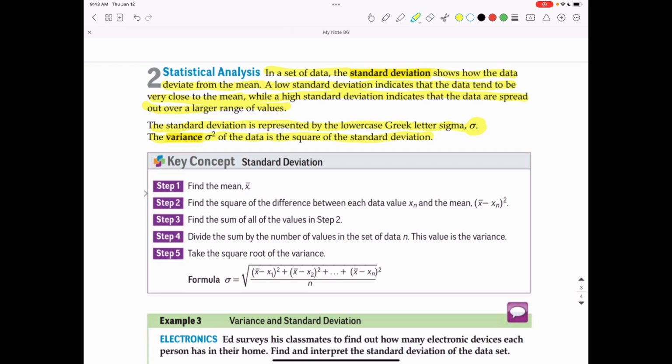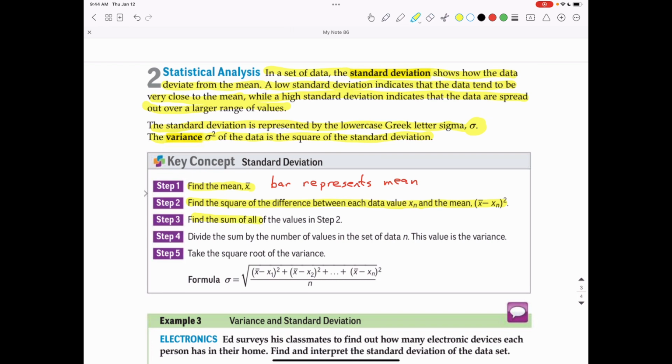The first step in finding standard deviation is to find the mean, and then it says x bar. In statistics, anything that has a bar over it represents the mean of a data set. Then it says find the square of the difference between each data value and the mean, x bar minus x sub n, squared. That's the biggest part of the process for finding the standard deviation. We're going to break that down into simpler parts in a second.